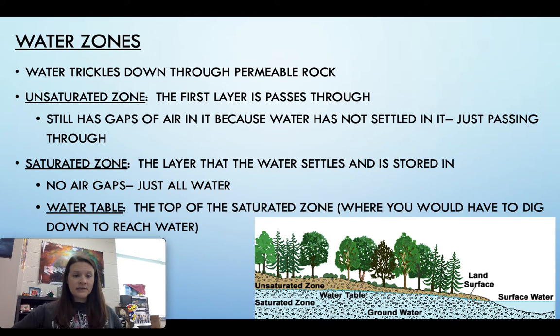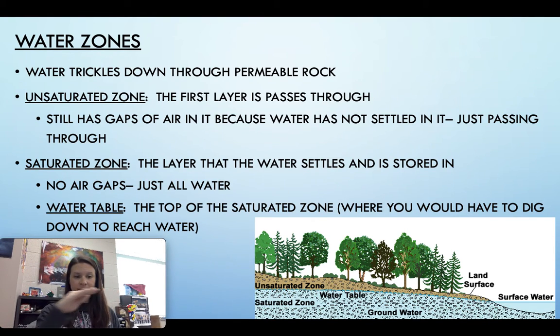Also, it's important to note that the very top of the saturated zone marks the water table, which is the boundary line of where there is water versus no water. So if you were searching for water through a well, you would need to get down to the water table, because if your well is only in the unsaturated zone, it will be dry.